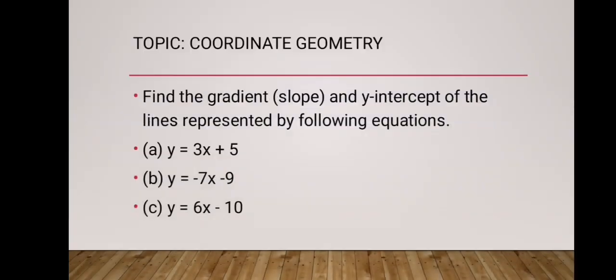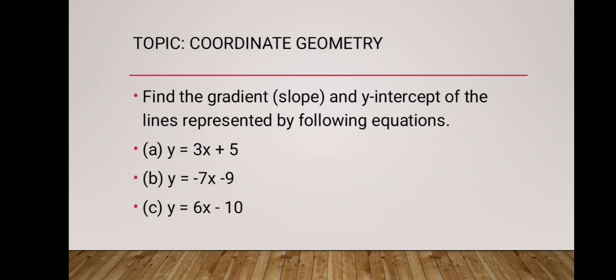Now let's do some more practice of the concept: how to find the gradient or slope and the y-intercept when the equations are given. Looking at part A, y is equal to 3x plus 5, and we have to determine the gradient and the y-intercept. As we discussed earlier, the coefficient of x gives you the gradient, whereas the rest of the equation gives you the y-intercept. So for part A, 3 is the gradient of this line, whereas plus 5, or 5, is the y-intercept of this line.